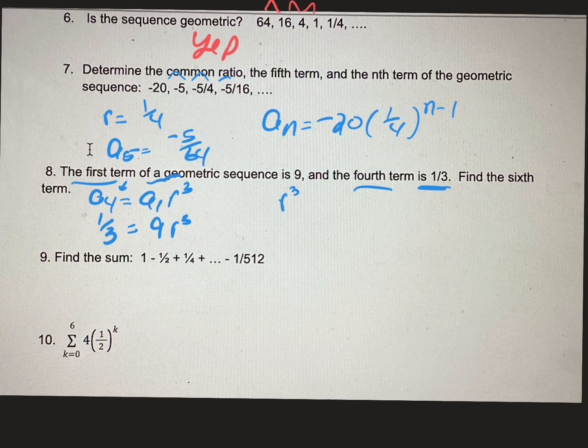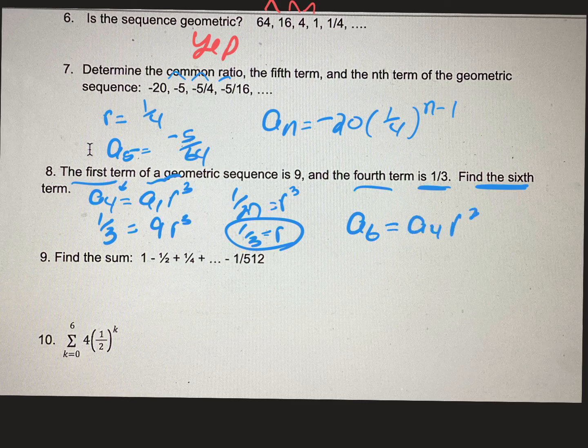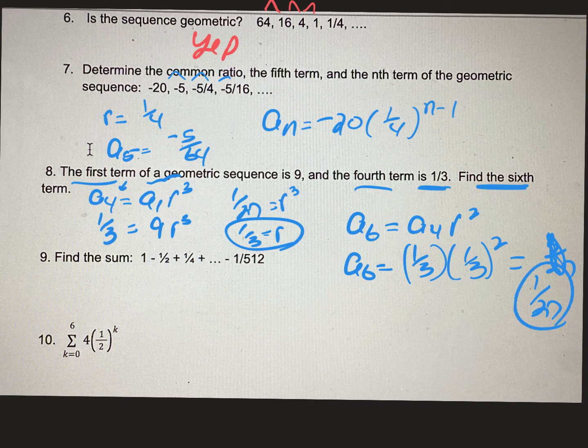So let's see if I can figure that out. I'm going to divide by 9. If I divide by 9, that gives me 1/27. If I take the cube root, it gives me 1/3. So there's my R, which is important. So if I'm going to find the sixth term, I'm going to do A6. I know the fourth term, so I'm going to do fourth term times R squared, because 4 plus 2 is 6. So the sixth term is going to be the fourth term, which is 1/3, times R, which is also 1/3 squared. So really that's 1/3 cubed, which is 1/27. That's the sixth term.